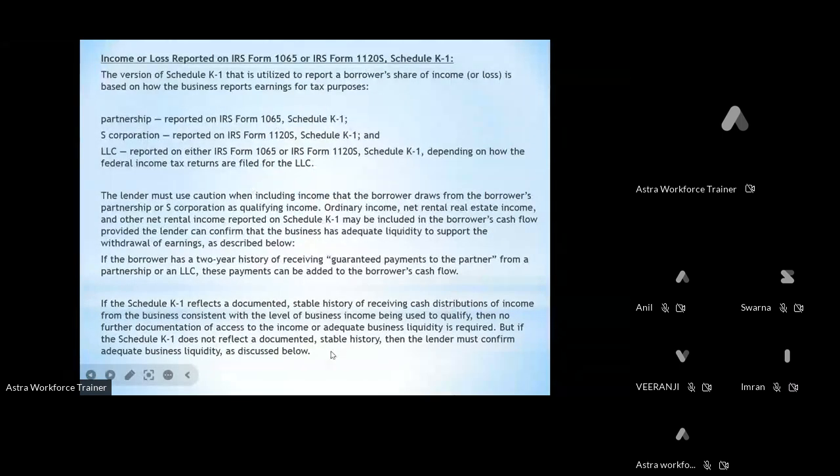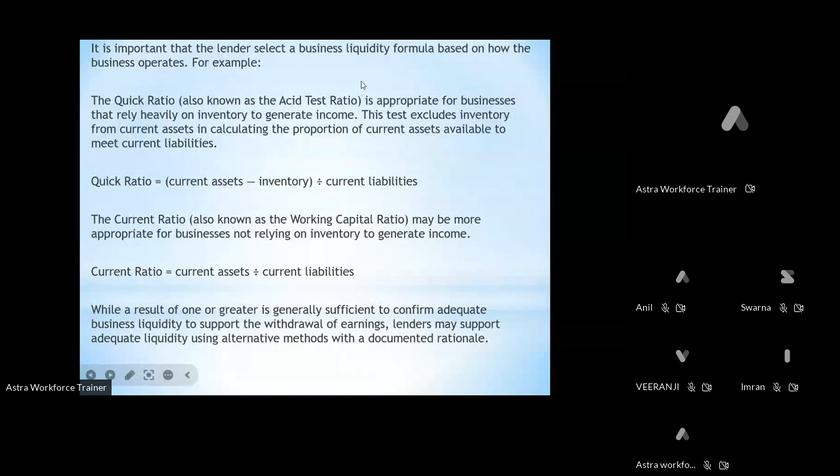So we need to verify the documentation. If the borrower's K-1 shows the stable income history, and it is mentioned in the K-1, we don't require additional documentation. Or else we would require how the borrower demonstrates adequate business liquidity. It is important that lenders select the business liquidity formula based on how the business operates.